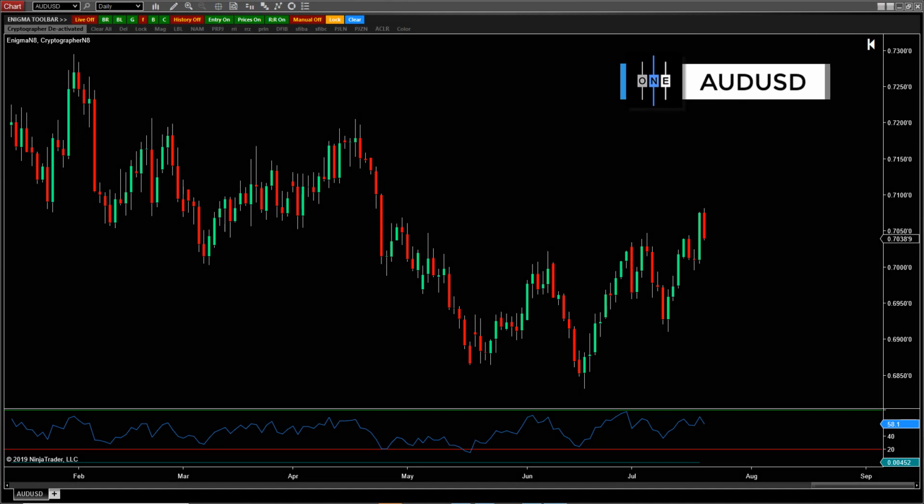All right, traders, so let's get started on the Aussie dollar. And this is one of my favorite setups of the week. We're going to start on the daily chart as always to get a higher bird's eye view.